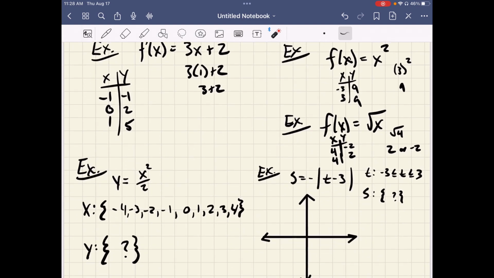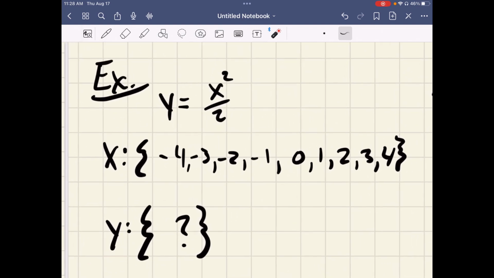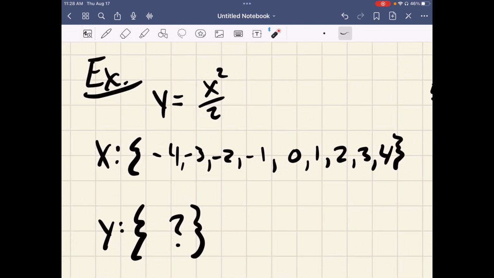All right, so now let's look at a few more examples here. We have this one here. Here we've got a function, right? Our rule is x squared divided by 2, and we have this whole series of x values. So they're giving us a domain. They're saying, hey, these are your x values. So what are we going to do with every single one of these x values? That's right, we're going to take each one of them and plug them in one at a time and figure out what that will evaluate to, right? And that will determine my y, or my range values.